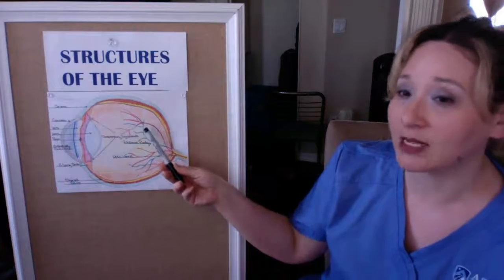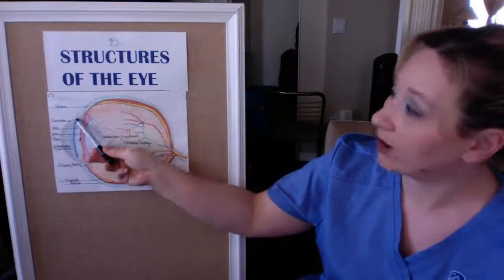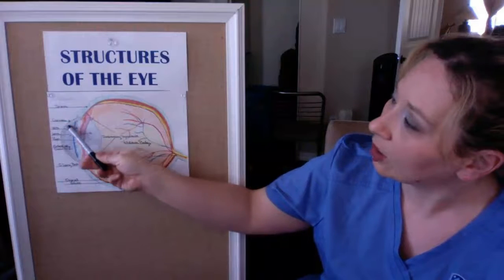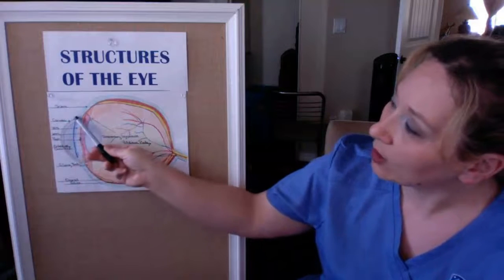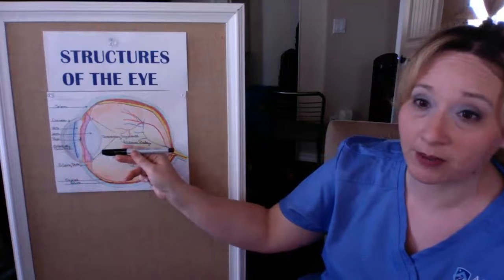Now the eyeball has three separate layers to it. The outermost and toughest layer of the eye is comprised of the sclera right here along with the cornea. Now the cornea is the first structure in which light will come through in order to produce an image.